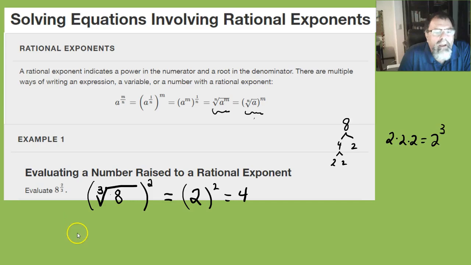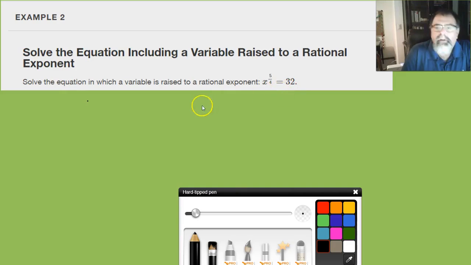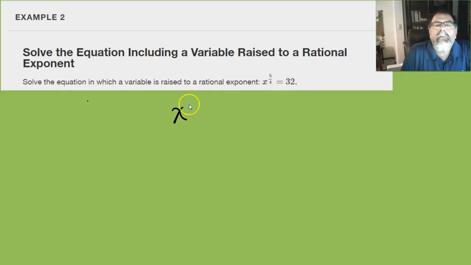So if you just type in 8 to the 2/3 power, you'll get the same answer. Just an FYI. Example 2, solve the equation including a variable raised to a rational exponent. The technique is, there's a couple ways we can do this. You can do it in 2 steps. So you want to get rid of the denominator.